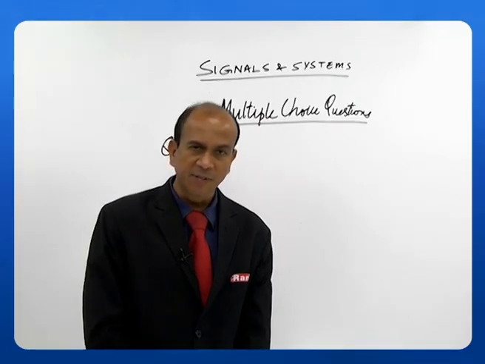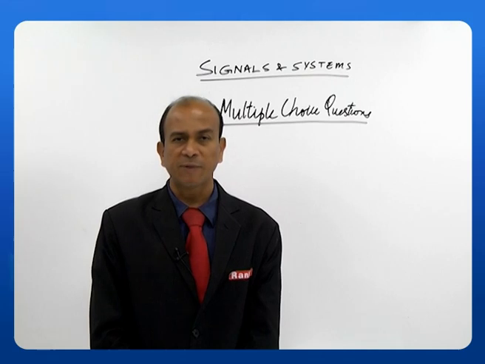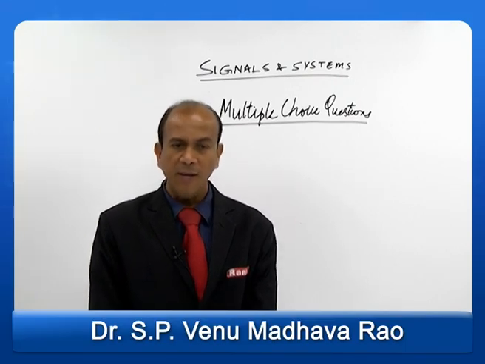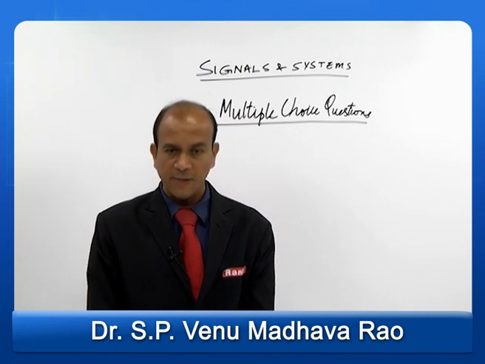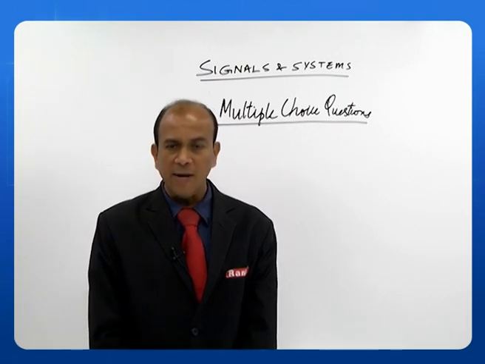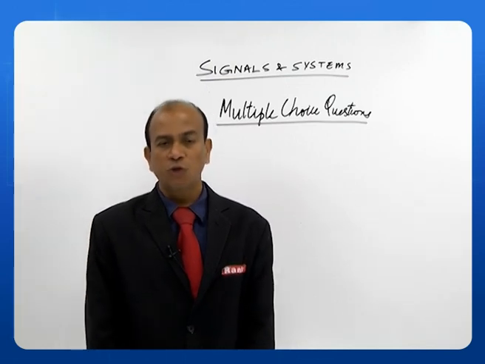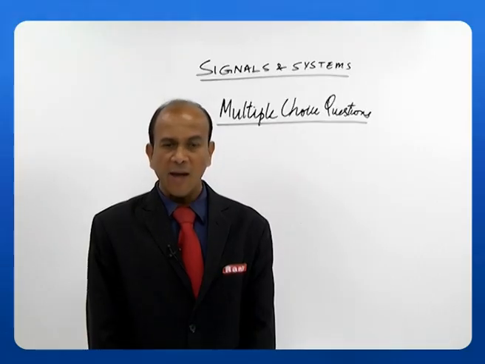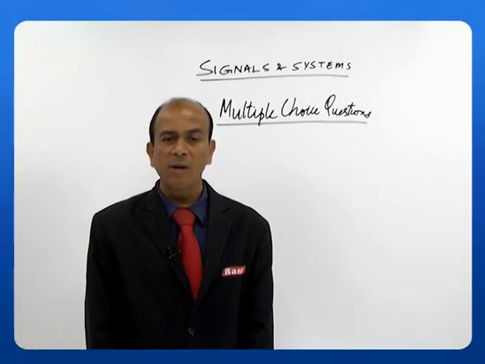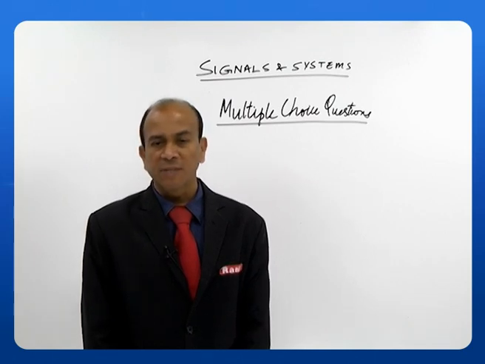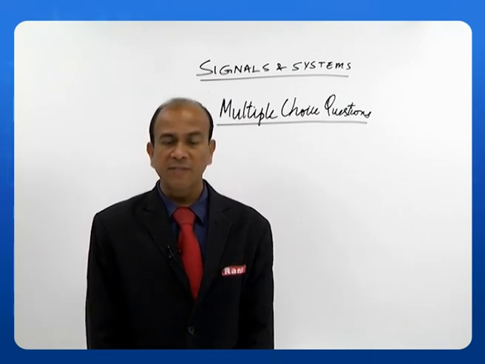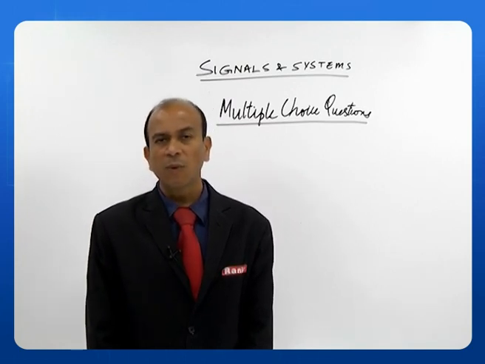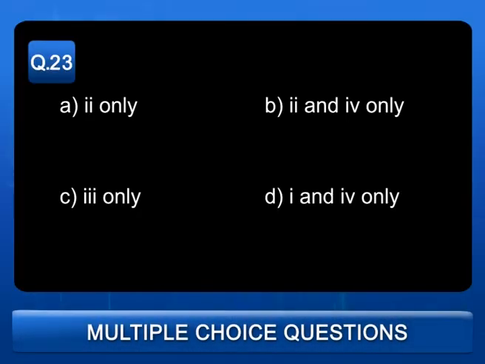Okay, these are the statements which are given, and we have to say which one of them is true. A says only second one is true. B, second and fourth are true. C says only third is true, and D, 1 and 4 only are true. So the answer is second and 4 only are true. An LTI system is stable only if the integral of impulse response is finite, that is 2. And if the input is unbounded, the output can be bounded. So these are the only two which are correct. So the answer is B.